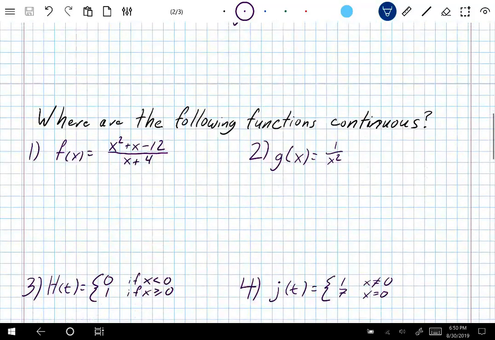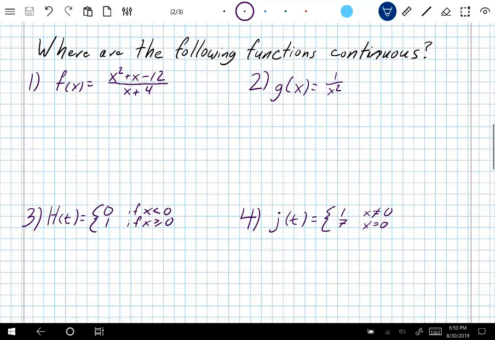Okay, so let's do a couple of quick examples here. I haven't even really shown you how to do it, but I bet you could figure this out. Take a minute, give these a shot.